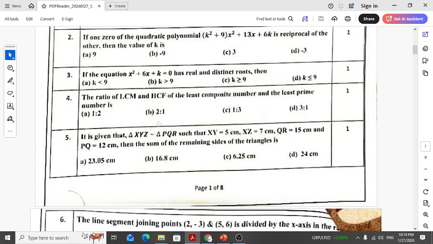It is given that triangle XYZ is similar to triangle PQR. So let us draw the triangle. XYZ is similar to triangle PQR. XY is given 5, XZ is given 7, QR is given 15, PQ is given 12. We have to find the sum of the remaining sides of the triangle. So what is the remaining side here? Let me take it as A, and here I will take it as B.